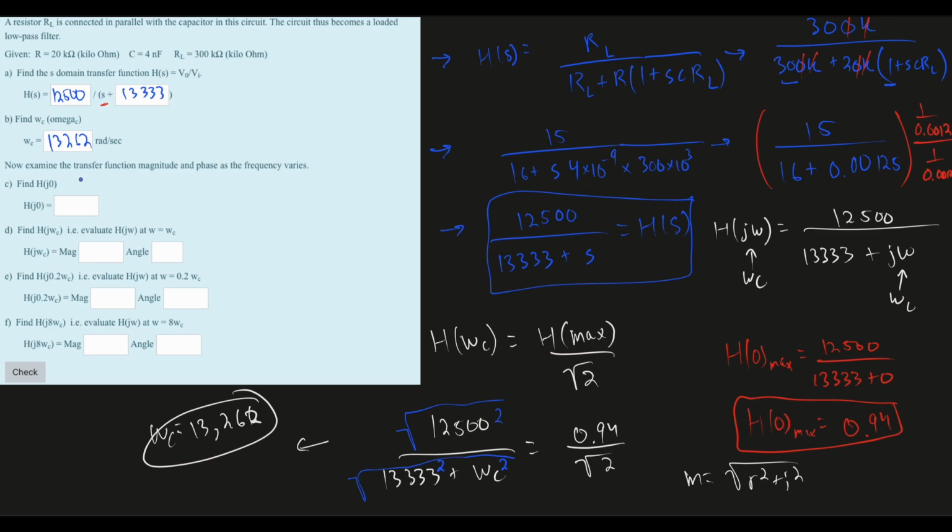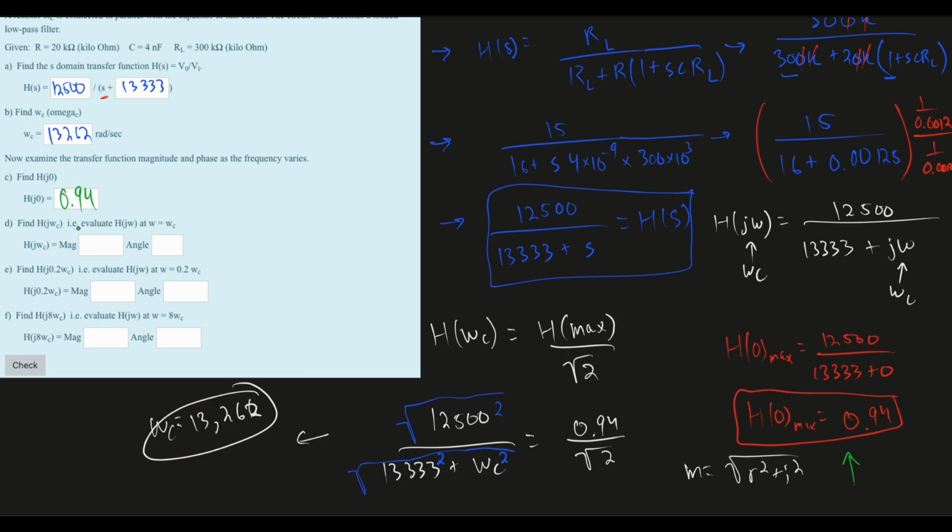Now, we need to examine the transfer function magnitude and phase as the frequency varies. So the first one is we need to find H(j0), where omega is 0. Well, we've actually done that previously. We've done that right here when we were looking for the max. So the answer here is 0.94.